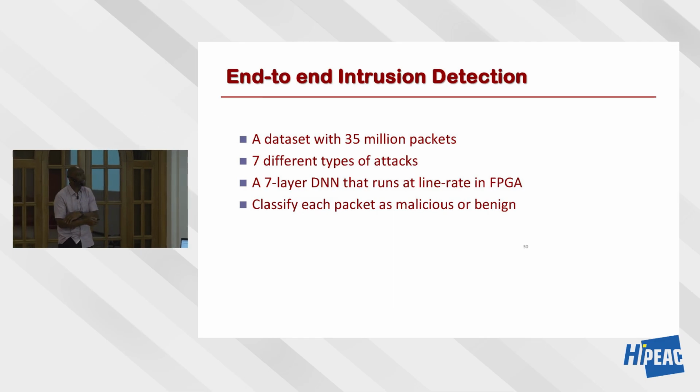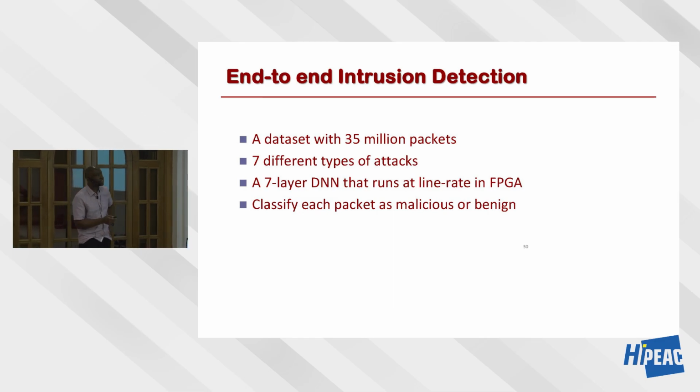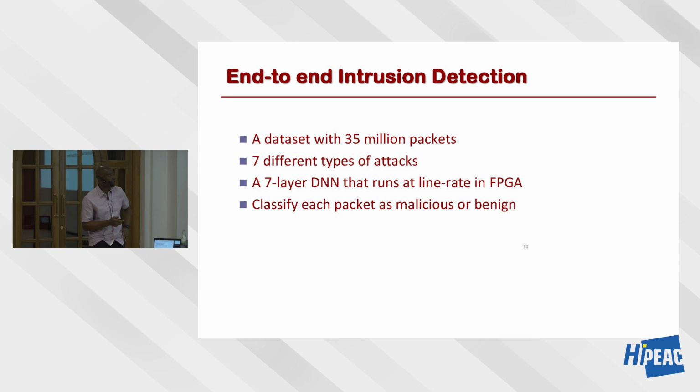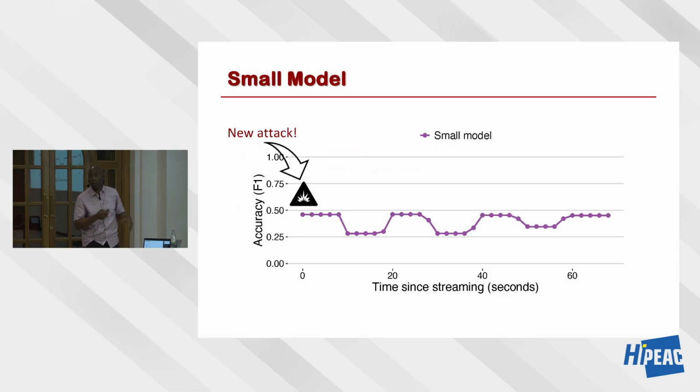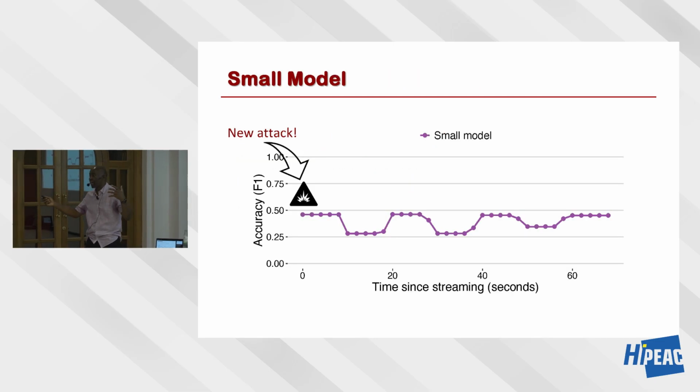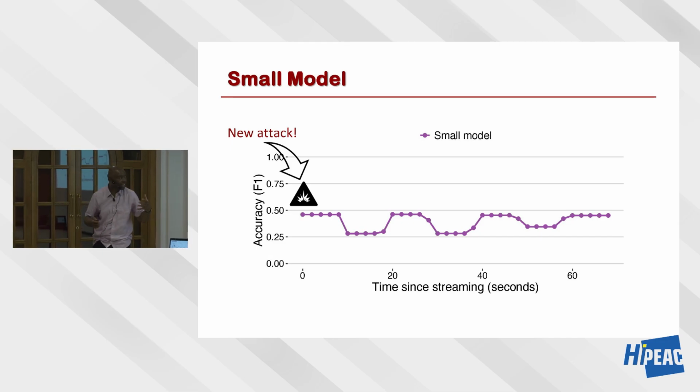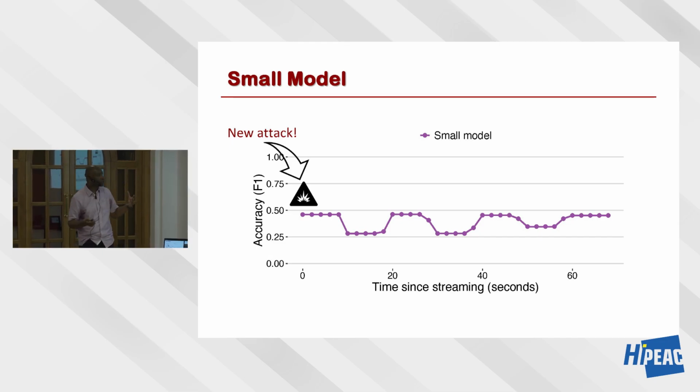Okay, so the application is end-to-end intrusion detection. So you've got a data set with millions of packets. You have different types of attacks, 7-layer DNN. And so if you have the small model, of course, the small model was trained on data or attacks it hasn't seen yet. So it starts off, as soon as it sees real data, its accuracy isn't that good, right? And it gets worse as more different kinds of attacks come in.